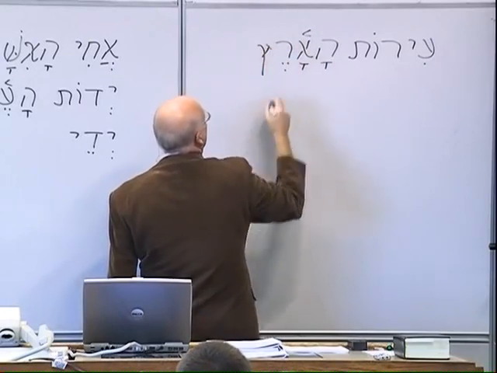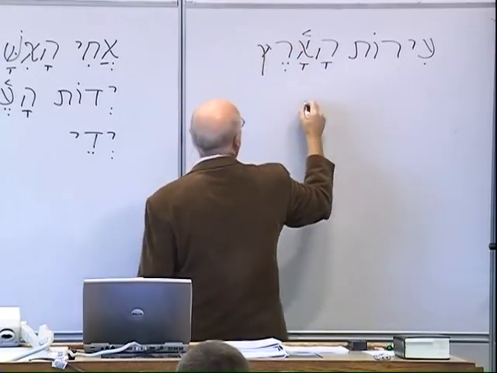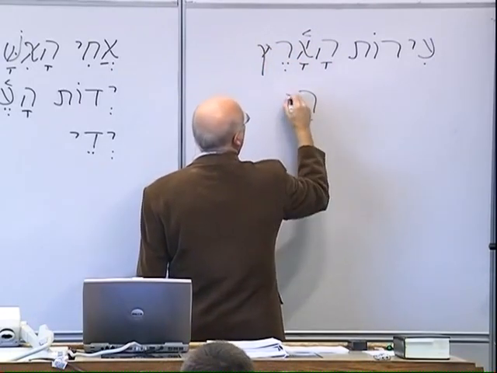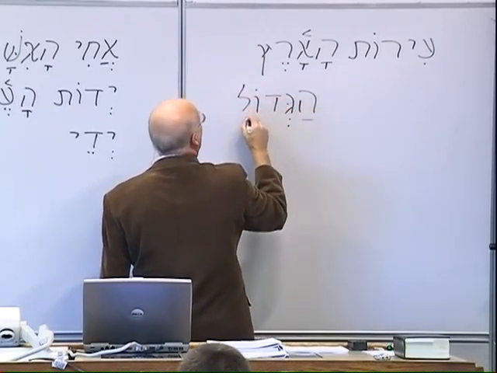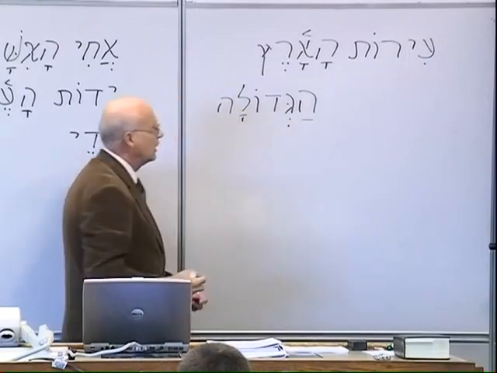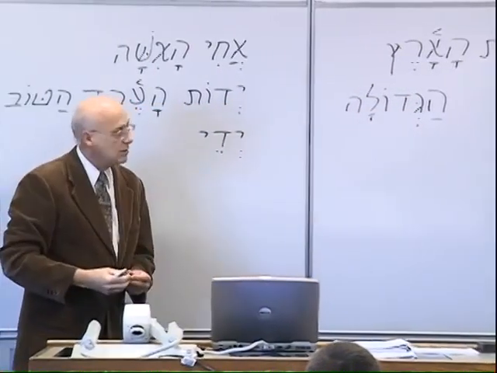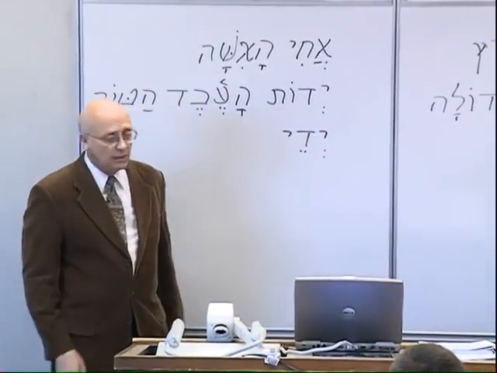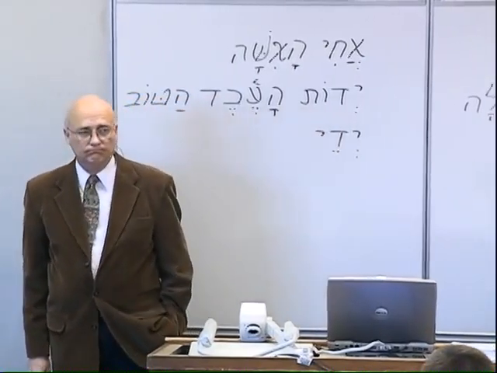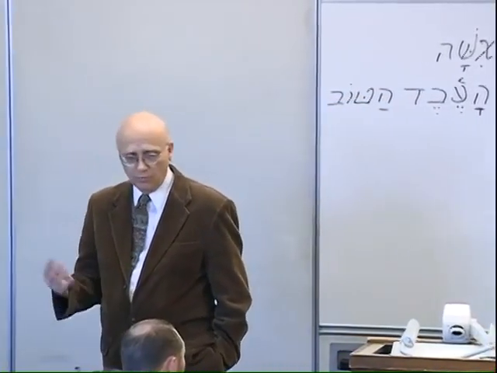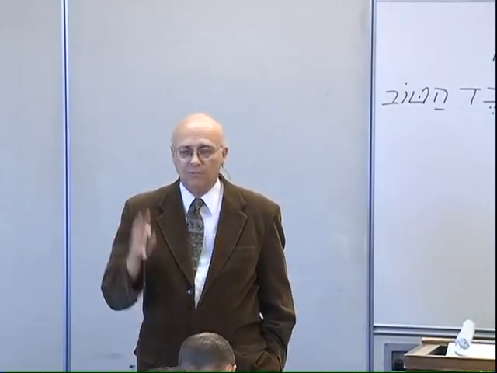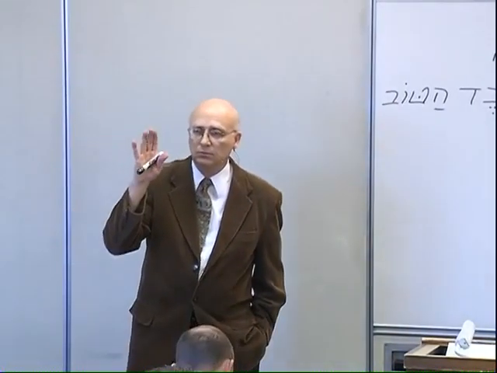Remember, it changed. And the great land would be Hagedolah. Okay, Irot haaretz Hagedolah. And that's another one where you have to memorize that eretz changes to aretz when you put the article on it. There's 5 words like that in Hebrew.